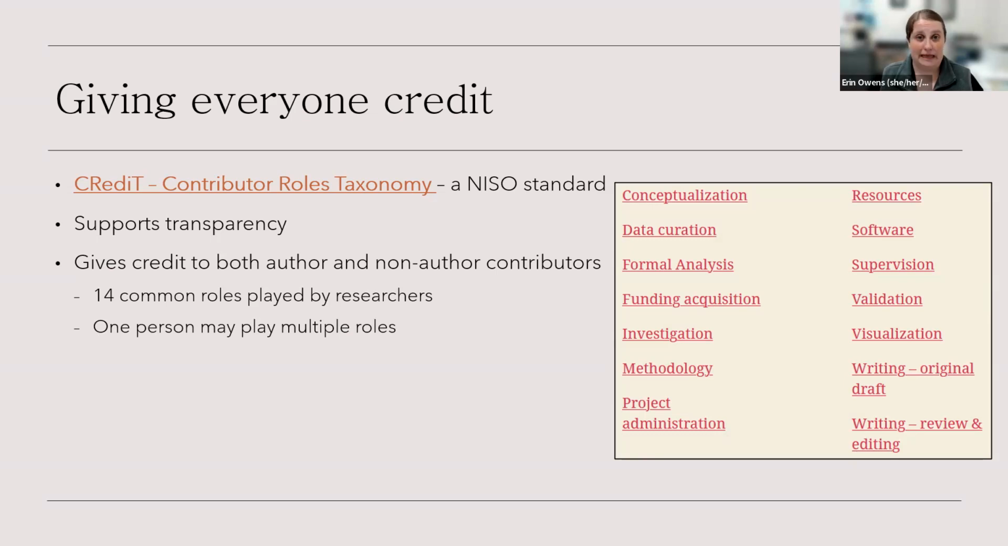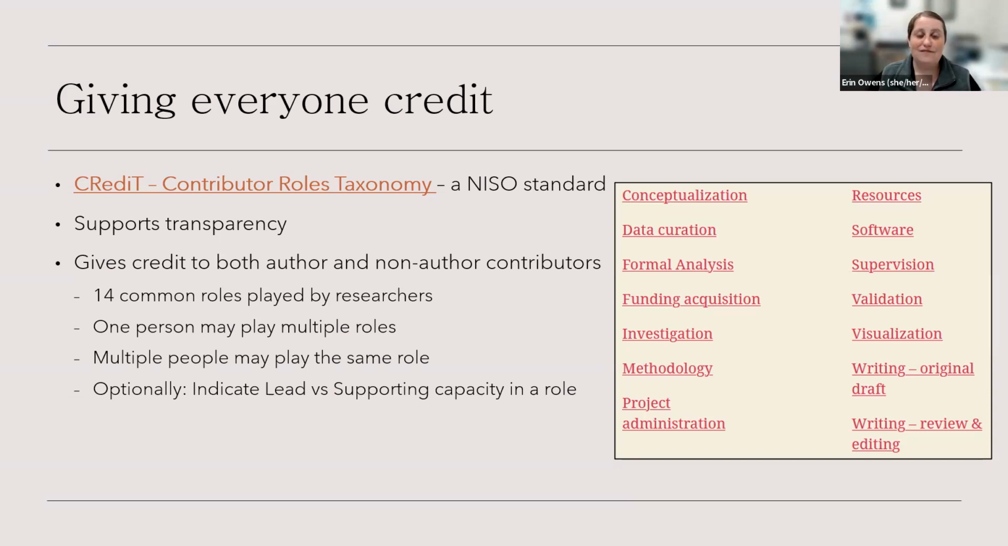One person may, of course, play multiple roles. One author may have helped to conceptualize the research, construct the methodology, and write the paper. Additionally, multiple people may play the same role. So two authors may have contributed to the development of the methodology, and four authors may have contributed to writing the paper. So there's a many-to-many relationship here. Each person can have many roles, and each role could be filled by many people. You also have an option with CRediT, not required, but optionally, you may indicate lead versus supporting capacities in any of the 14 roles. We'll take a look in a moment at how that works out.